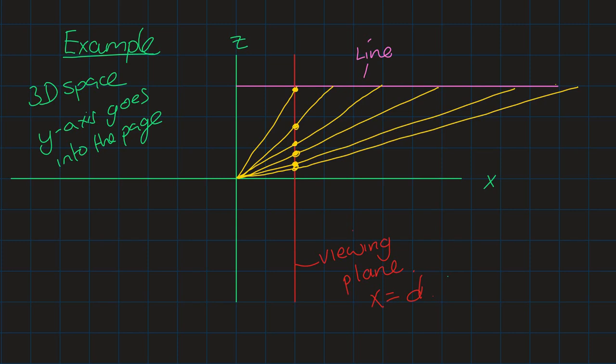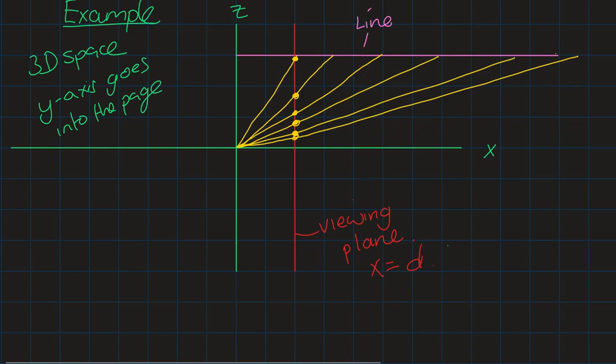The idea is they get so close that eventually they stop getting any distance apart at all. They converge to a point, and that point to which they converge is called the vanishing point. This is the geometric intuition for what's going on.